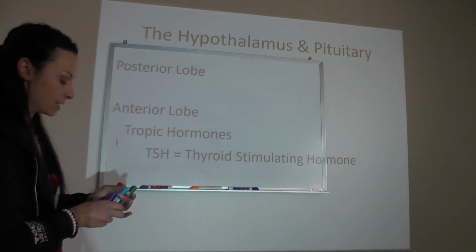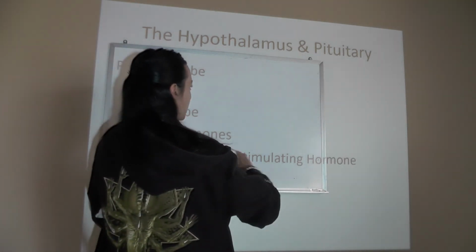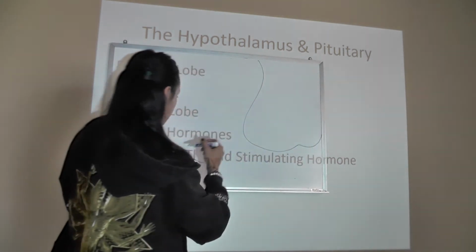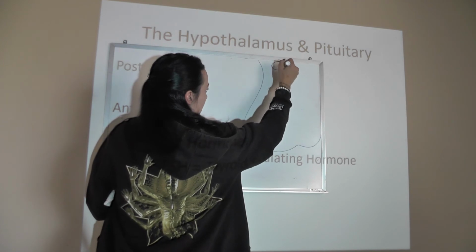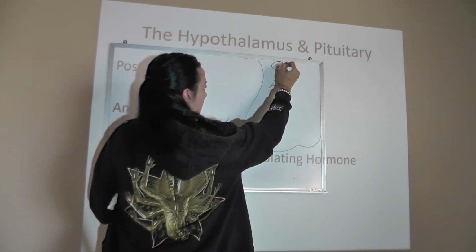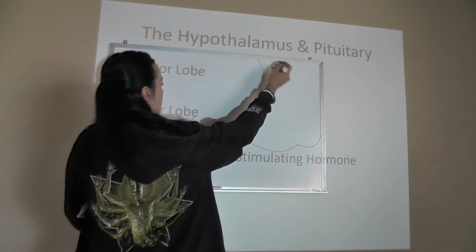If we look at the relationship of the hypothalamus to the pituitary and this axis, our hypothalamus is sitting up here producing this releasing hormone called Thyrotropin-Releasing Hormone, or TRH.